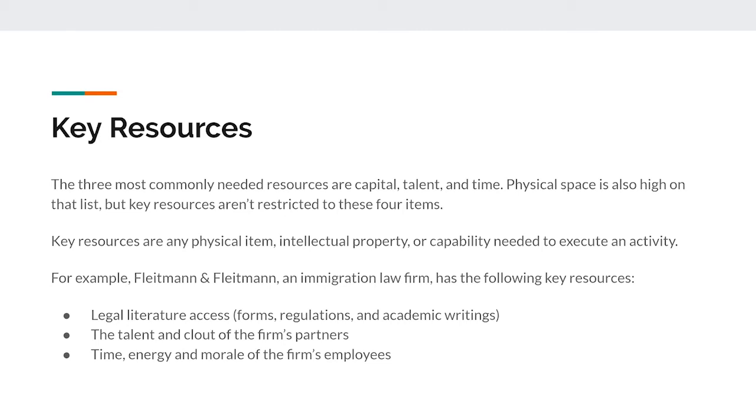So for example, let's say I run Flightman and Flightman. It's an immigration law firm. We have the following key resources in addition to capital, talent, and time. We need access to legal literature, forms, regulations, academic writings. So we probably have to pay for those. We need the talent and the clout of the firm's partners. Legal firms often get their customers because the partners, the people at the top, are very reputable. And we need the time, the energy, and the morale of the firm's employees. Immigration law doesn't make a lot of money. People that are in the game are often in the game for moral reasons. So you want to keep your employees happy.